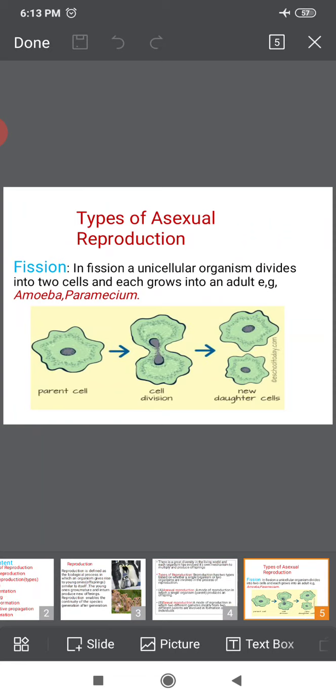Types of asexual reproduction. Fission. In fission, a unicellular organism divides into two cells and each cell grows into an adult. For example, in case of amoeba, paramecium, and euglena, the parent cell divides into two daughter cells and each cell grows into an adult. Such type of fission is known as binary fission.